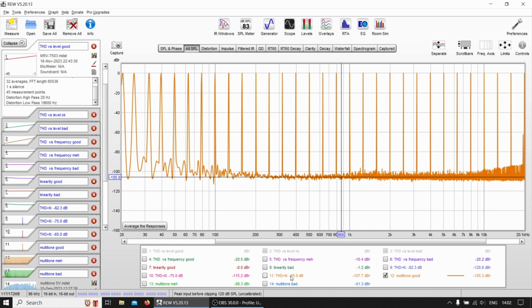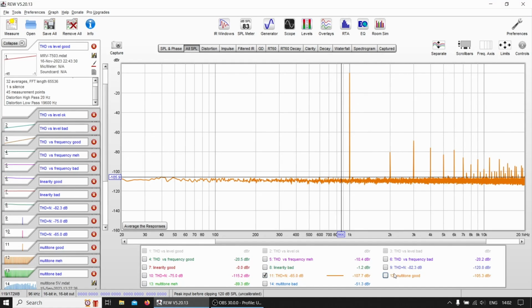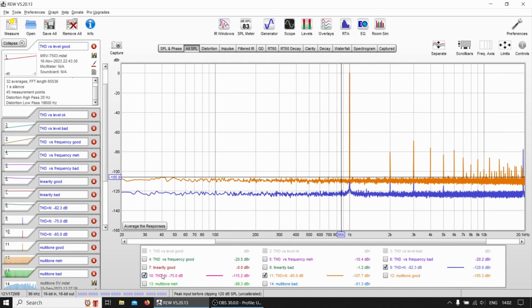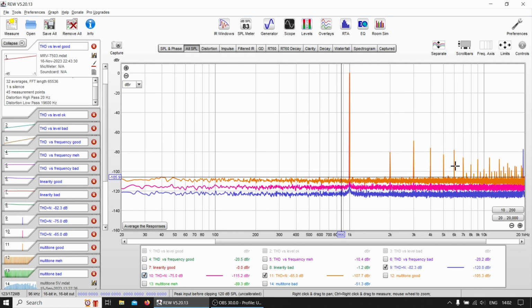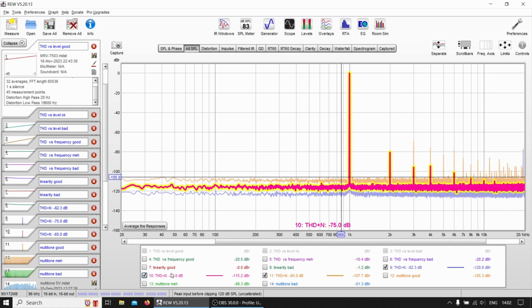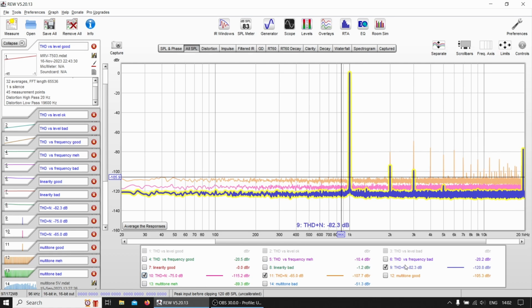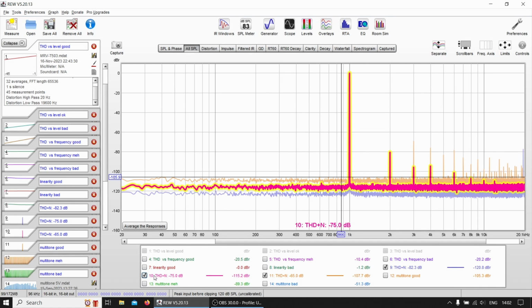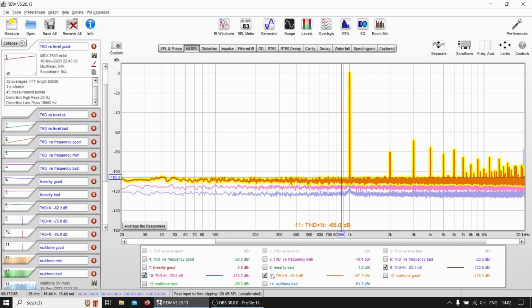So, just to mention these numbers again, we have 82, 75, 65. Even 65 is not as bad, but you can see that there's loads of harmonics. So in my book, I want to say about 80 is a very good amplifier if it does 80. Below 70 is still good. Above 60, it would be very bad.